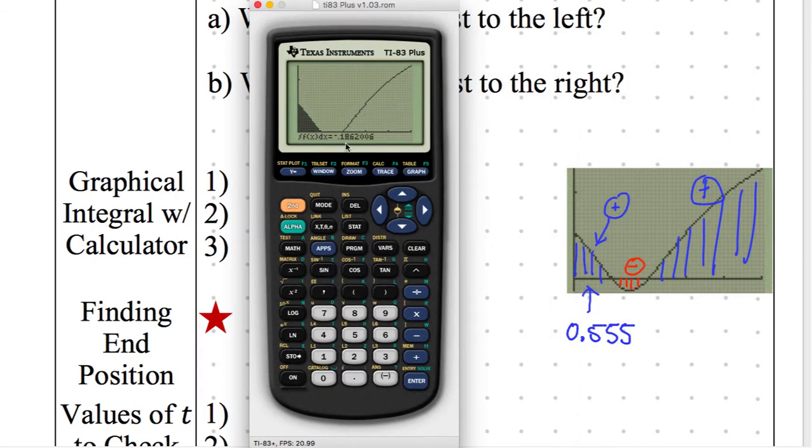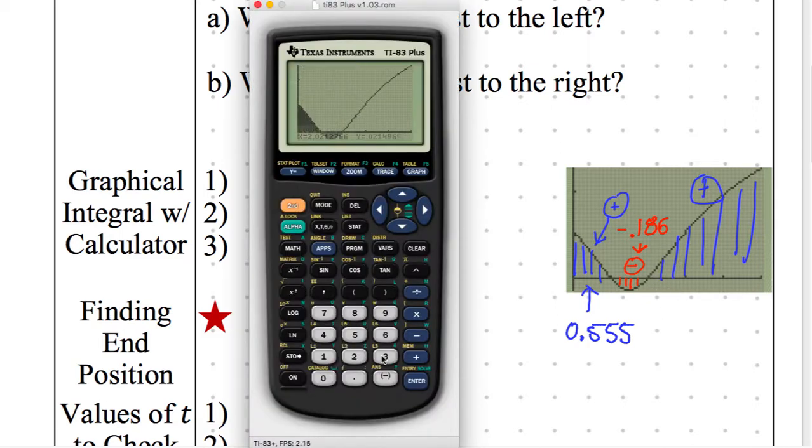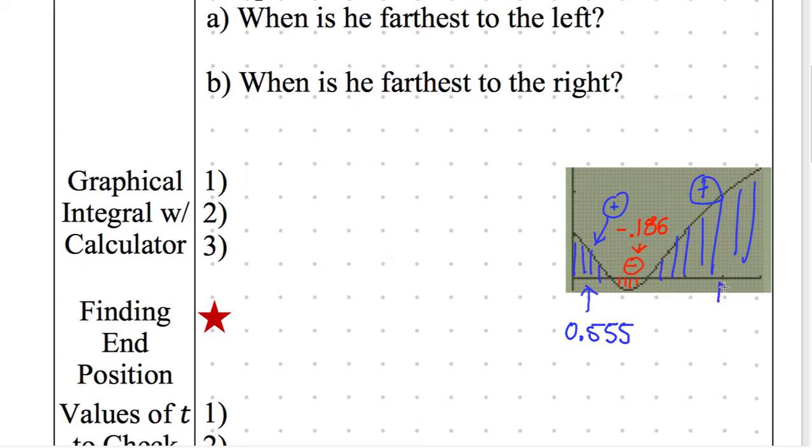I got negative 0.186. Is that what you guys are getting? So that's going to be negative 0.186 for that negative area. And go ahead and do it for the next one. It's going to be from 2 to 5. Second trace, 7, 2, enter, 5, enter. You'll get fast with this over time. It's satisfying to see it. I got 4.371. So I'll label this area here as 4.371.